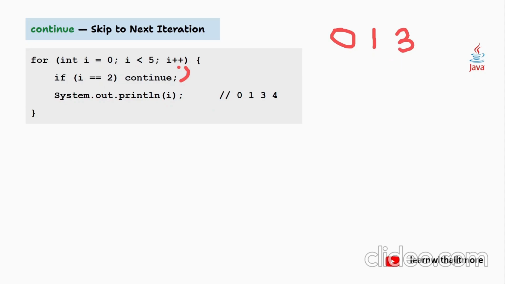Again I plus plus, 4. Is 4 less than 5? Yes. Is it 2? No. Print 4. Then I plus plus, 5. Is 5 less than 5? No. Condition fails. For loop stops.